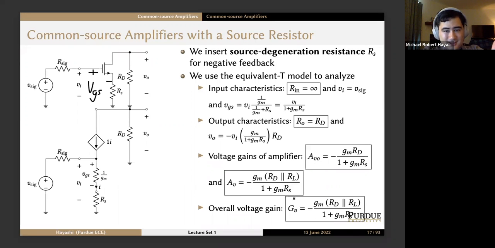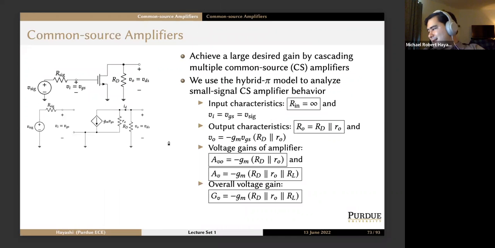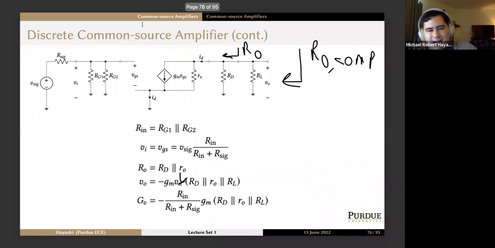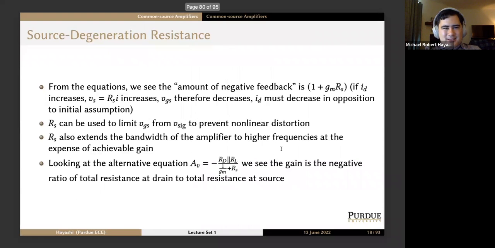If you'll notice, what was the effect of including R sub little s? It was to take our equations from back on slide 73 and then add a denominator of 1 plus gm times R sub little s. So that's what happened here. To summarize what the source degeneration resistance did, 1 plus gm RS is the amount of negative feedback.